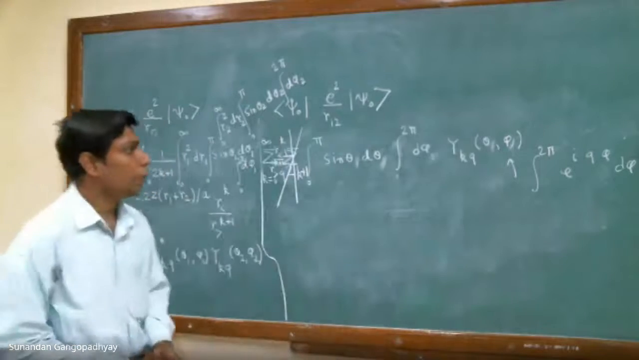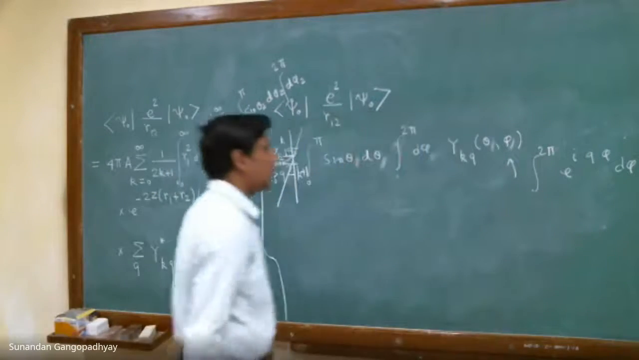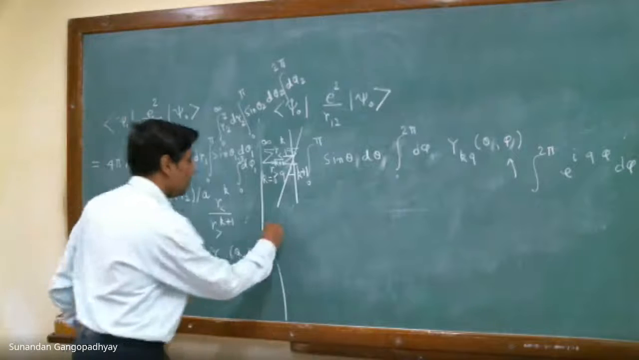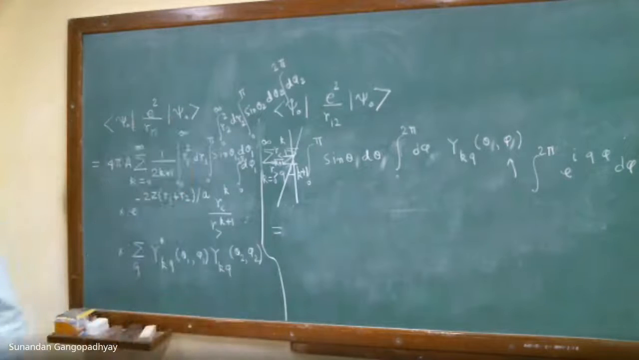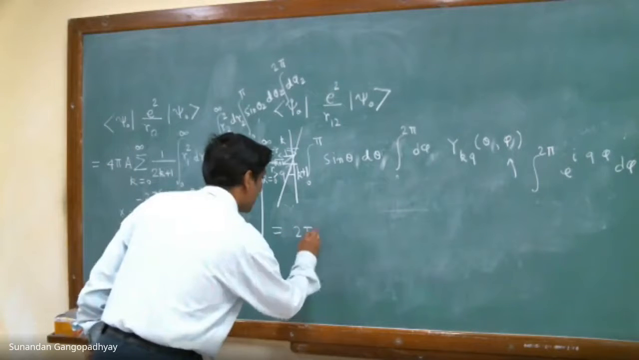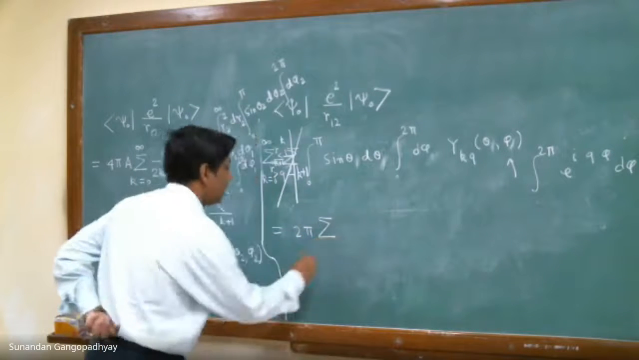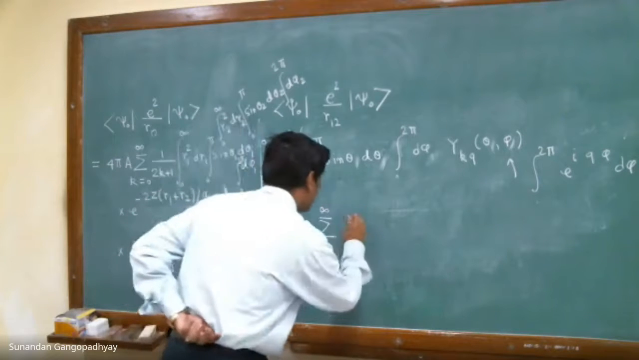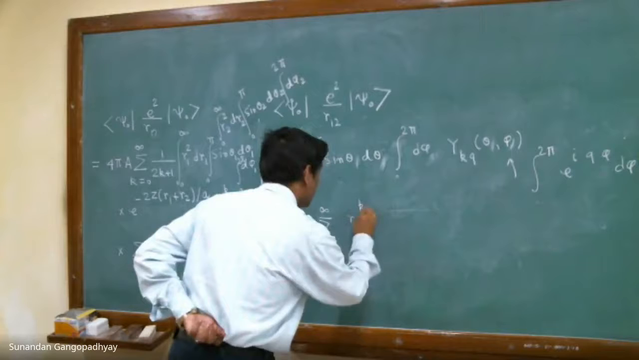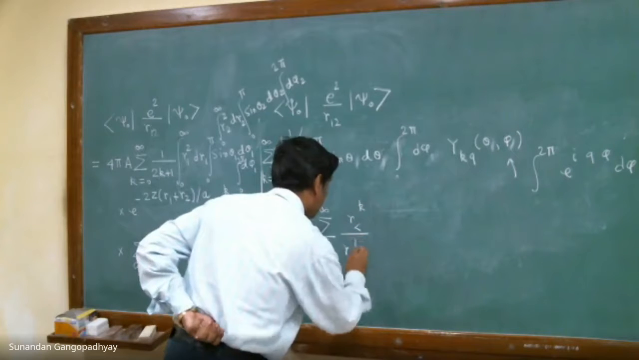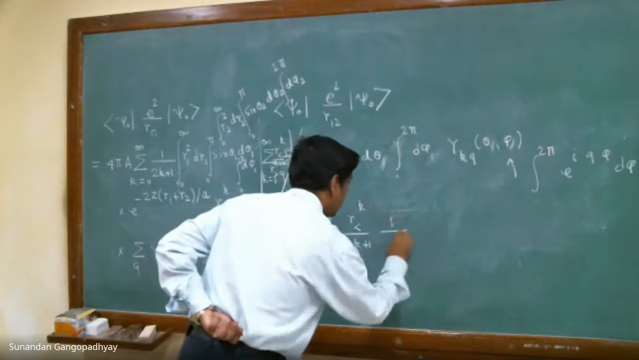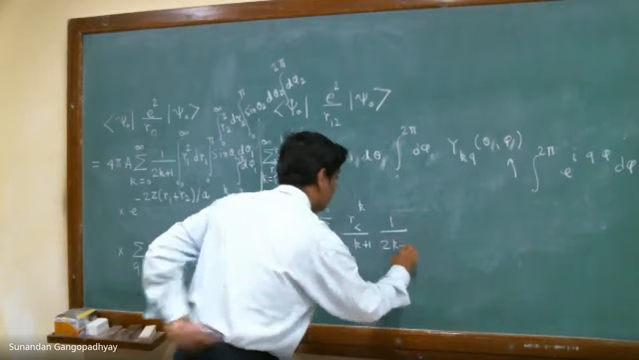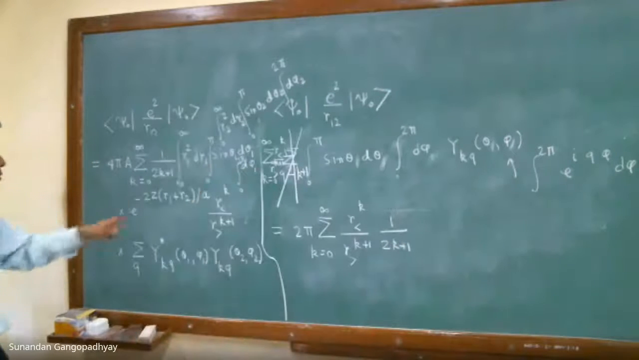So you have a 2 pi from this integral. So this gives us 2 pi, summation k equals 0 to infinity. Let me write this down clearly. r less than to the power of k, r greater than to the power of k plus 1. Then you have a 1 by 2k plus 1 due to this factor.